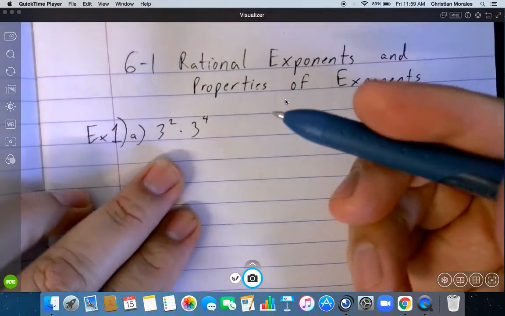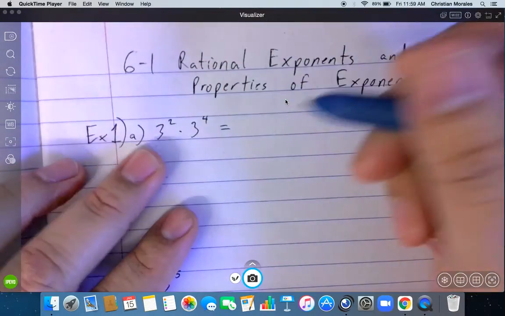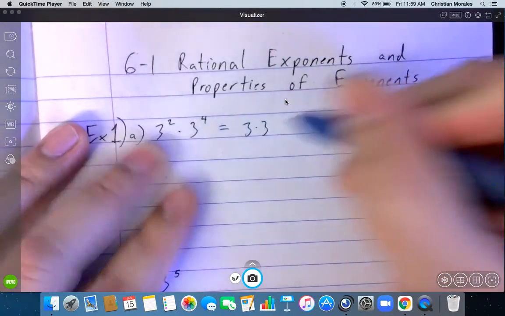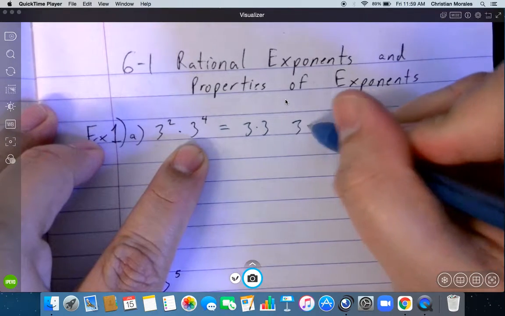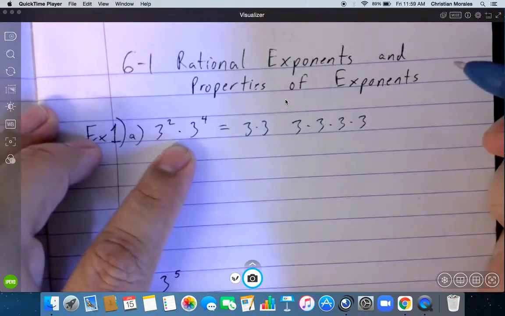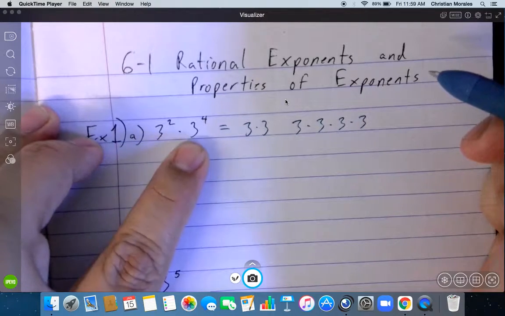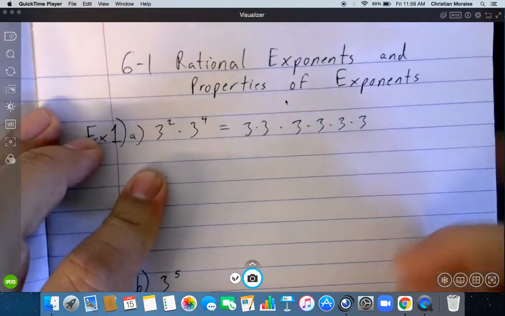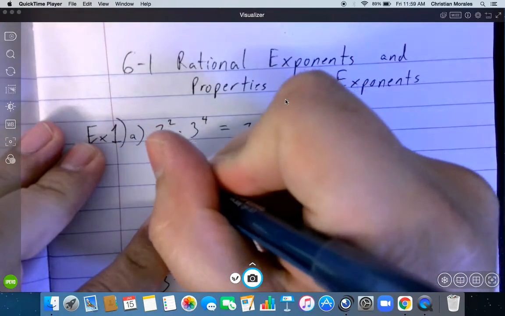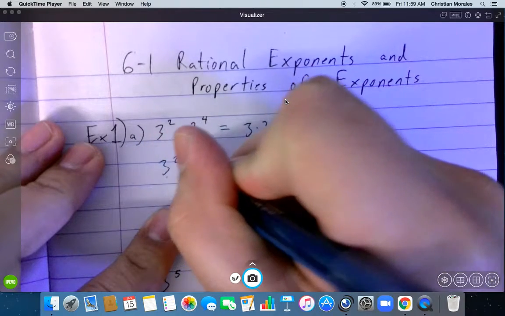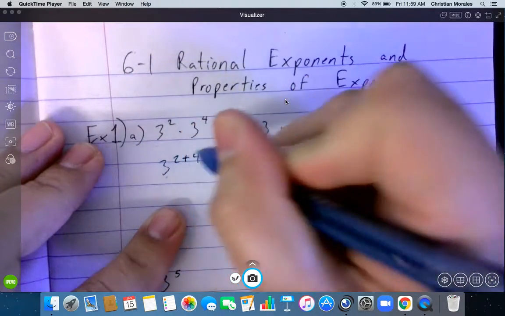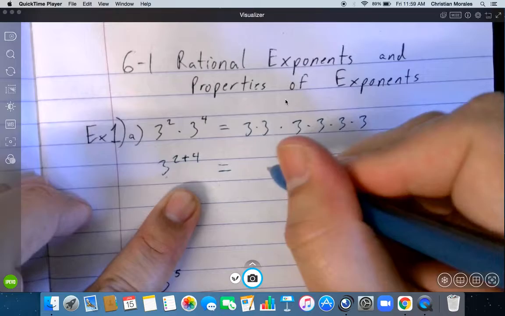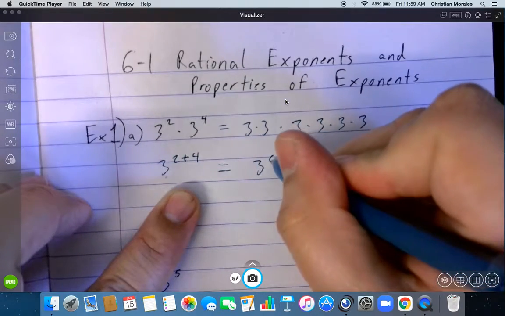So when you have this situation, if we were to do it extended, 3 to the second power would be 3 times 3. 3 to the fourth power would be 3 times 3 times 3 times 3, right? Now, what are you doing with 3 to the second power and 3 to the fourth power? You are multiplying them. So you are multiplying all these 3's together. The shortcut to write it is like this. Three to the second plus 4. You take the exponents, you add them together, and you get 3 to the 6th power. Like that.